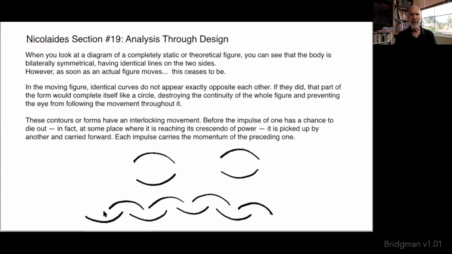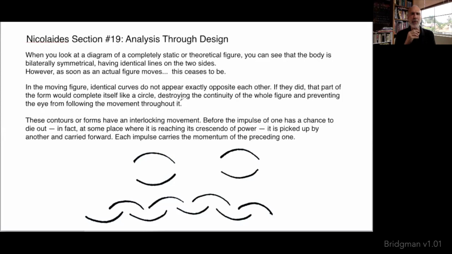In the moving figure, identical curves do not appear exactly opposite each other. If they did, that part of the form would complete itself like a circle. Okay, I don't really see that there's anything wrong with circle and egg forms at all. Artists use them a lot. But he says that completing itself like a circle as an abstract design destroys the continuity of the whole figure. Really, that's a harsh word, Kimon. And it prevents the eye from following the movement throughout it. All right, well, if you feel that strongly.